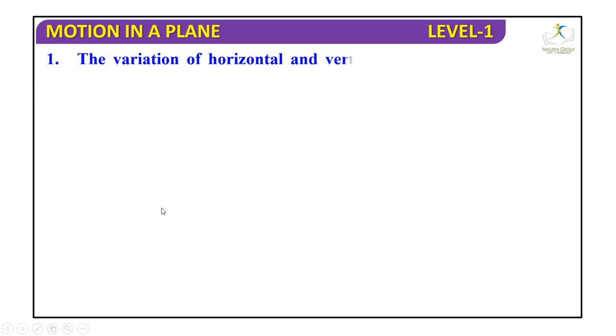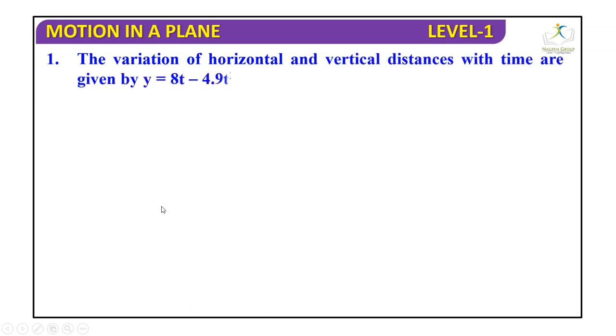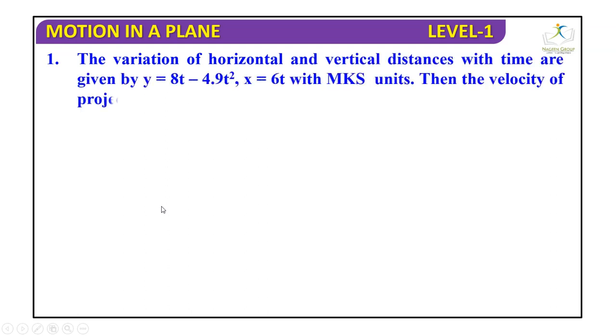The first question: the variation of horizontal and vertical distances with time are given by y = 8t - 4.9t², where x is given, which is 6t in MKS units. Then the velocity of projection is 8 meter per second, 6 meter per second, 10 meter per second, or 14 meter per second.